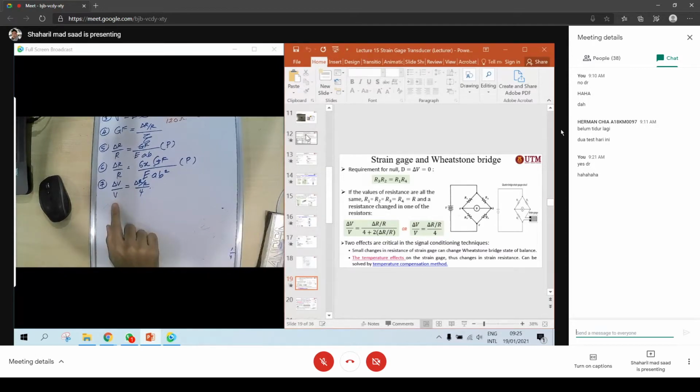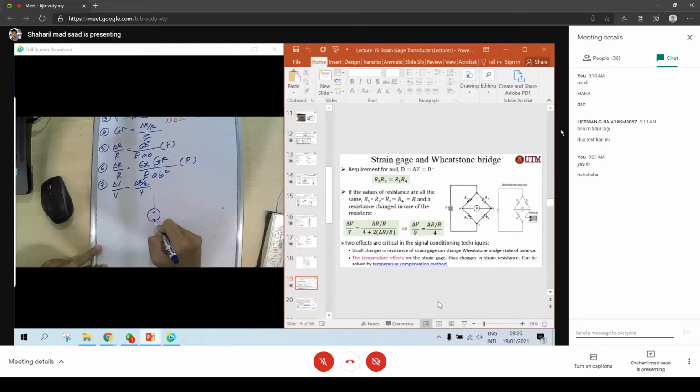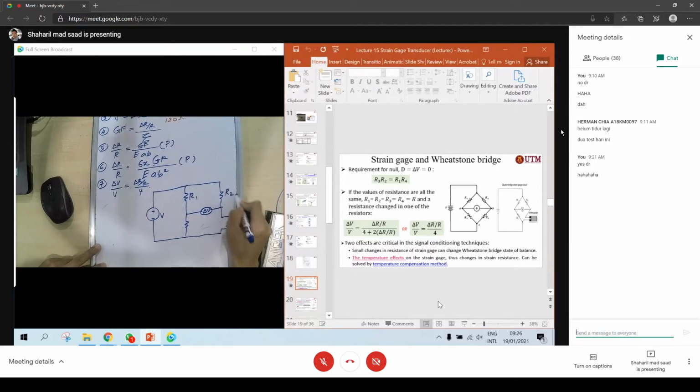So formula number 7: you apply your strain gauge on the Wheatstone bridge. V, that means the V in. However, when you apply your strain gauge like here, oh, I need to draw it again. Delta V, V in, R1, R2, R3, and this one R4.